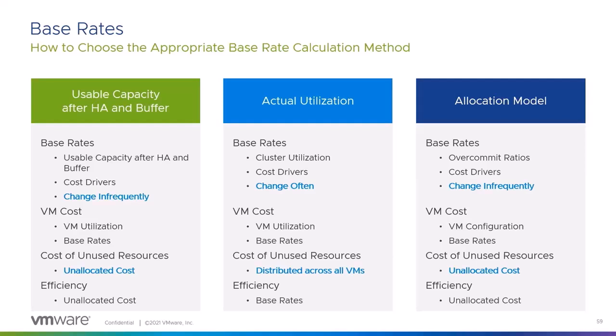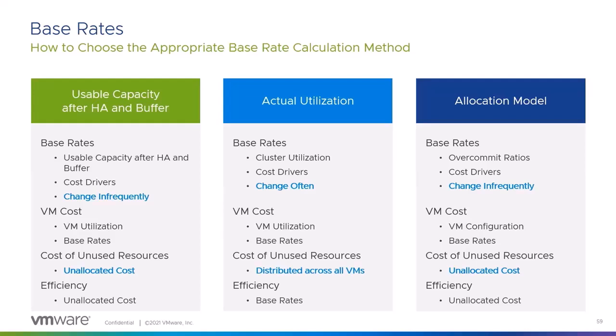The VM cost, this one is different. We actually look at the configuration of the virtual machine times the base rate. So if it has 2 vCPUs, you multiply that by the per vCPU base rate, and that'll get you your CPU cost. So there's no utilization involved in the allocation model. And then the cost of unused resources, again, is tracked as a separate metric, unallocated cost. So if you're not using all the vCPUs that are potentially usable in a cluster, the cost of those unused vCPUs gets tracked as unallocated cost. That's very similar to the first one here.